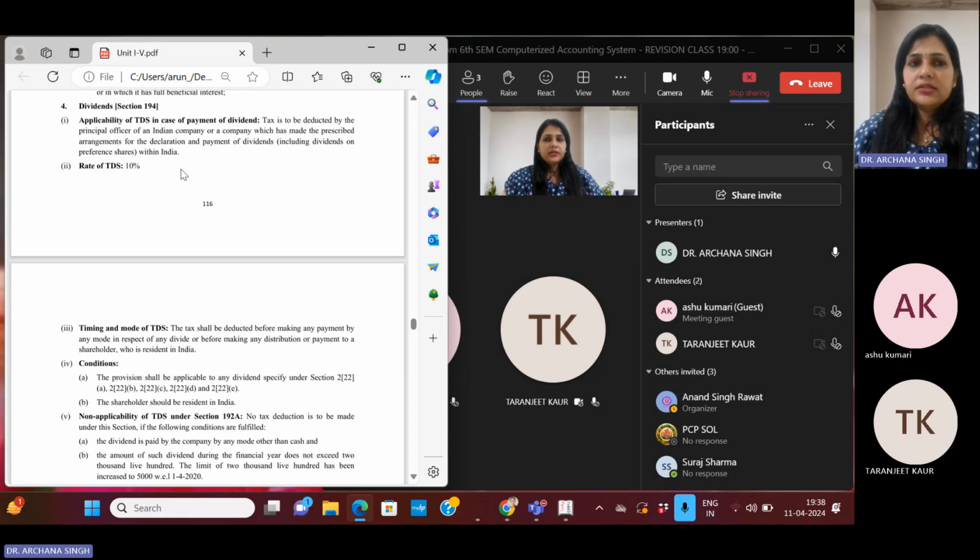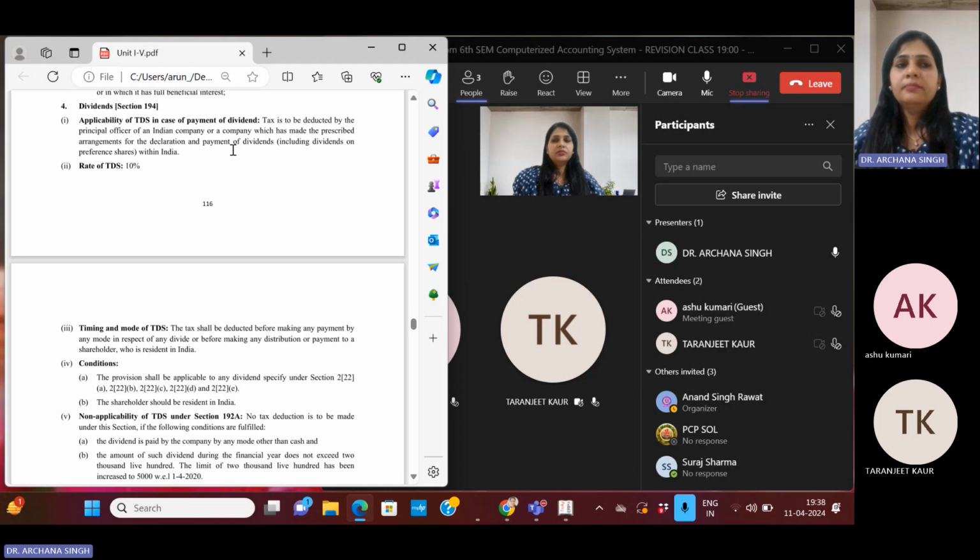Applicability of TDS in case of payment of dividend. Tax is to be deducted by the principal officer of an Indian company, or a company which has made prescribed arrangements for the declaration and payment of dividend within India. Okay, so dividend including dividend on preference shares also. So TDS should be deducted by whom? The principal officer of the Indian company which has made prescribed arrangements regarding the declaration and payment of dividends, and the rate of TDS should be 10%.